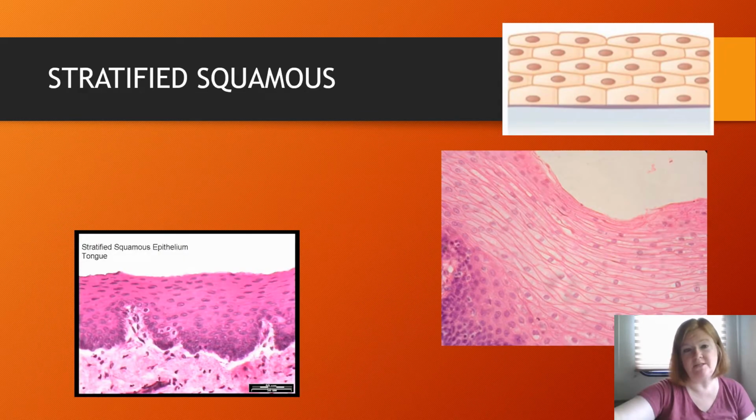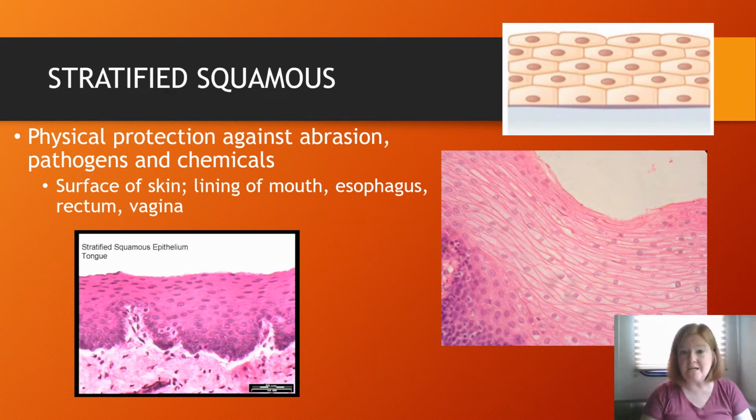Stratified squamous. This does provide some physical protection, multiple layers against abrasion, pathogens, and chemicals. So it's going to be our skin, lining of our mouth, esophagus, rectum, vagina, where there's a lot more mechanical stress. And we need to provide some protection against mechanical stress and chemical stress.